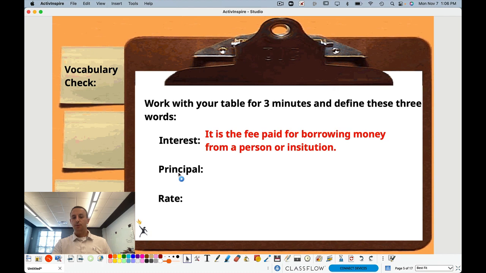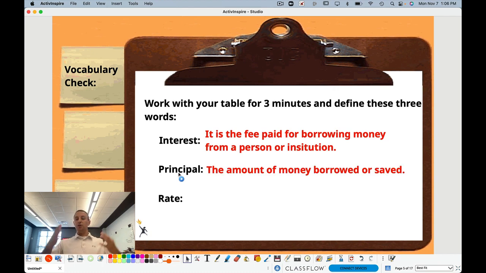The next thing is the principal, and this one's a little easier. This is the amount of money you've either borrowed or saved. So this is what you're going to multiply your interest rate times. So it could be like, hey, I need to buy a car, and I'm borrowing $15,000. Or I've saved $50,000, and I'm letting that accrue so I can have it for my retirement account.